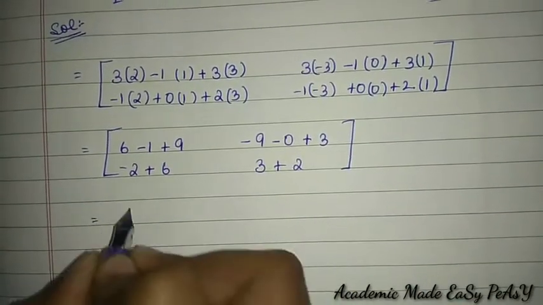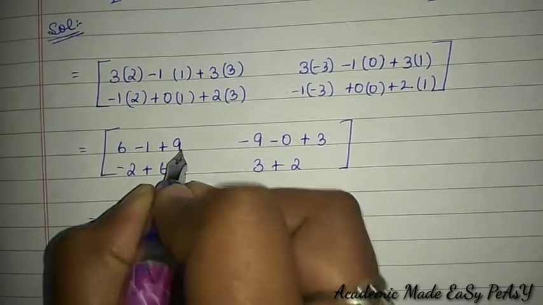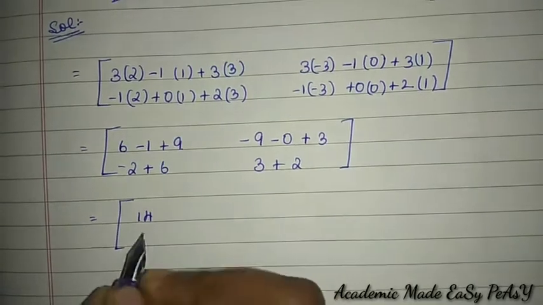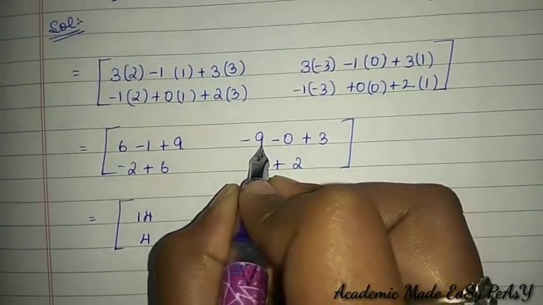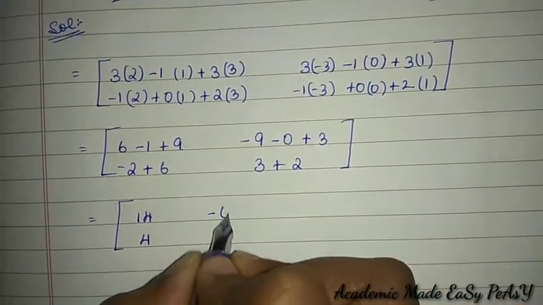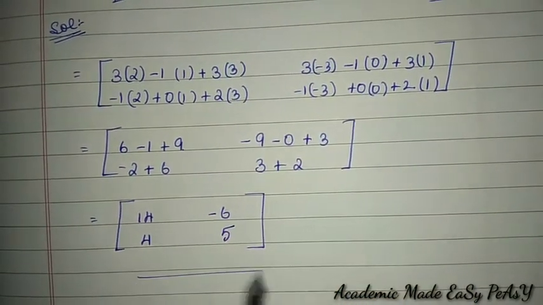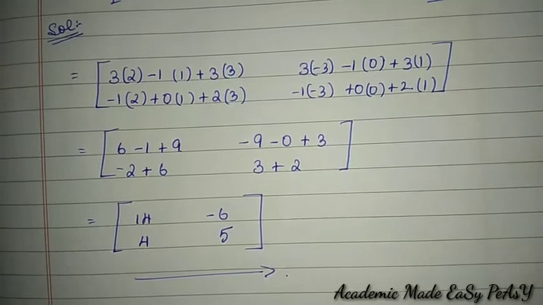Now I will have 6 plus 9 is 15. 15 minus 1 is 14. So here 6 minus 2 is 4. Minus 9 plus 3 is minus 6. 3 plus 2 is 5. So with this, sixth subdivision gets over.